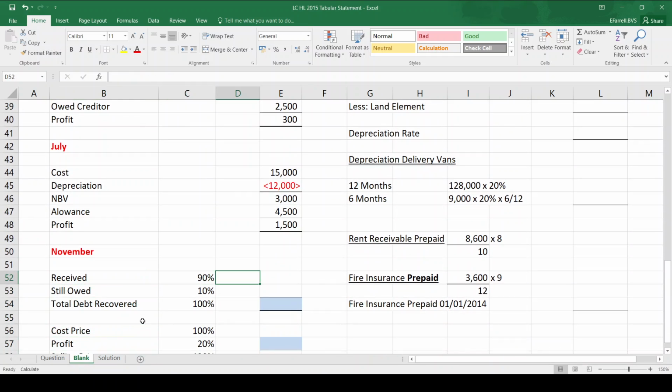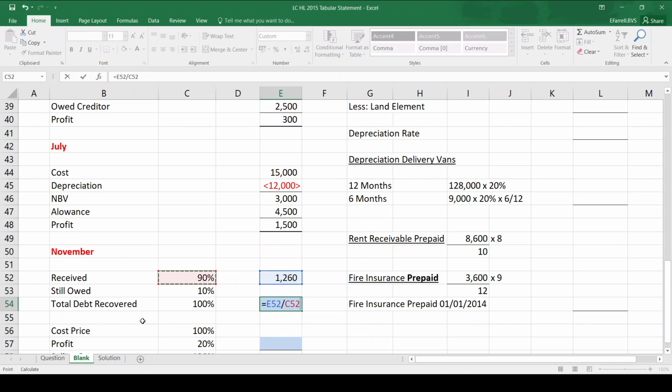So what we received was 90%, which is 1,260. So if that's 90%, to work out the full debt, it's 1,260 divided by 90 multiplied by 100. The full debt was €1,400, which means he still owes us the difference, which is 140.